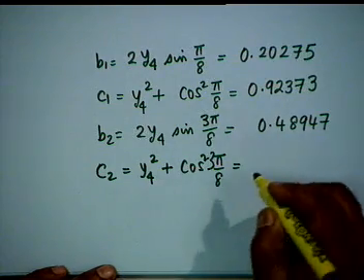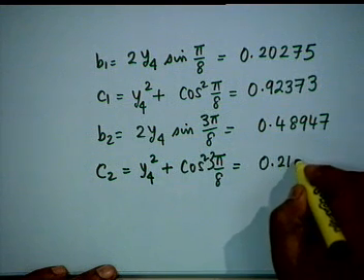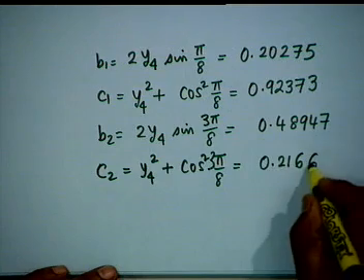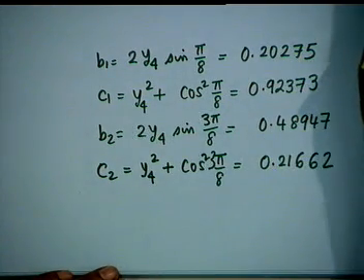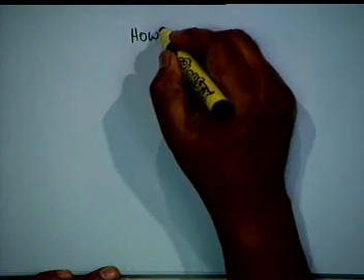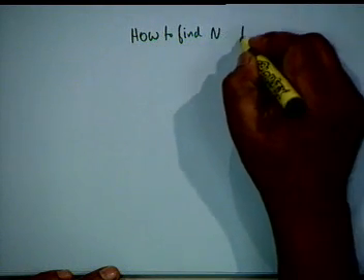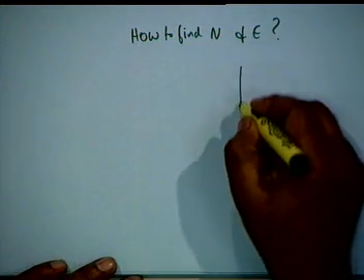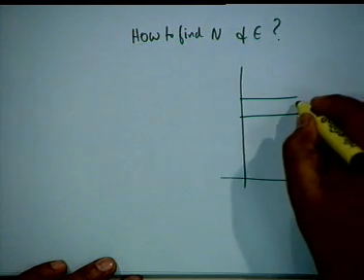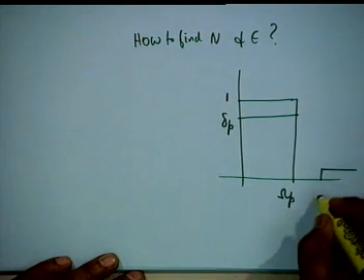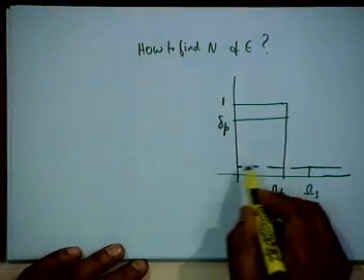3 pi by 8, yes. That comes as 0.21662. All right. So the problem now is to find how to find capital N and epsilon from the given specs. Well, the specs are the usual specs, delta P, omega P, omega S and delta S.